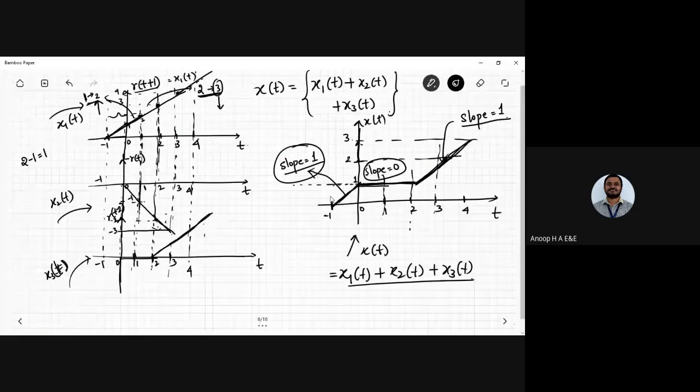Similarly, let me come to r of t minus 2. Okay. What is its value? It is having no value. So it is 3 minus 2. Okay. 3 minus 2. That is equal to 1 again. Okay. So that's how you can express.